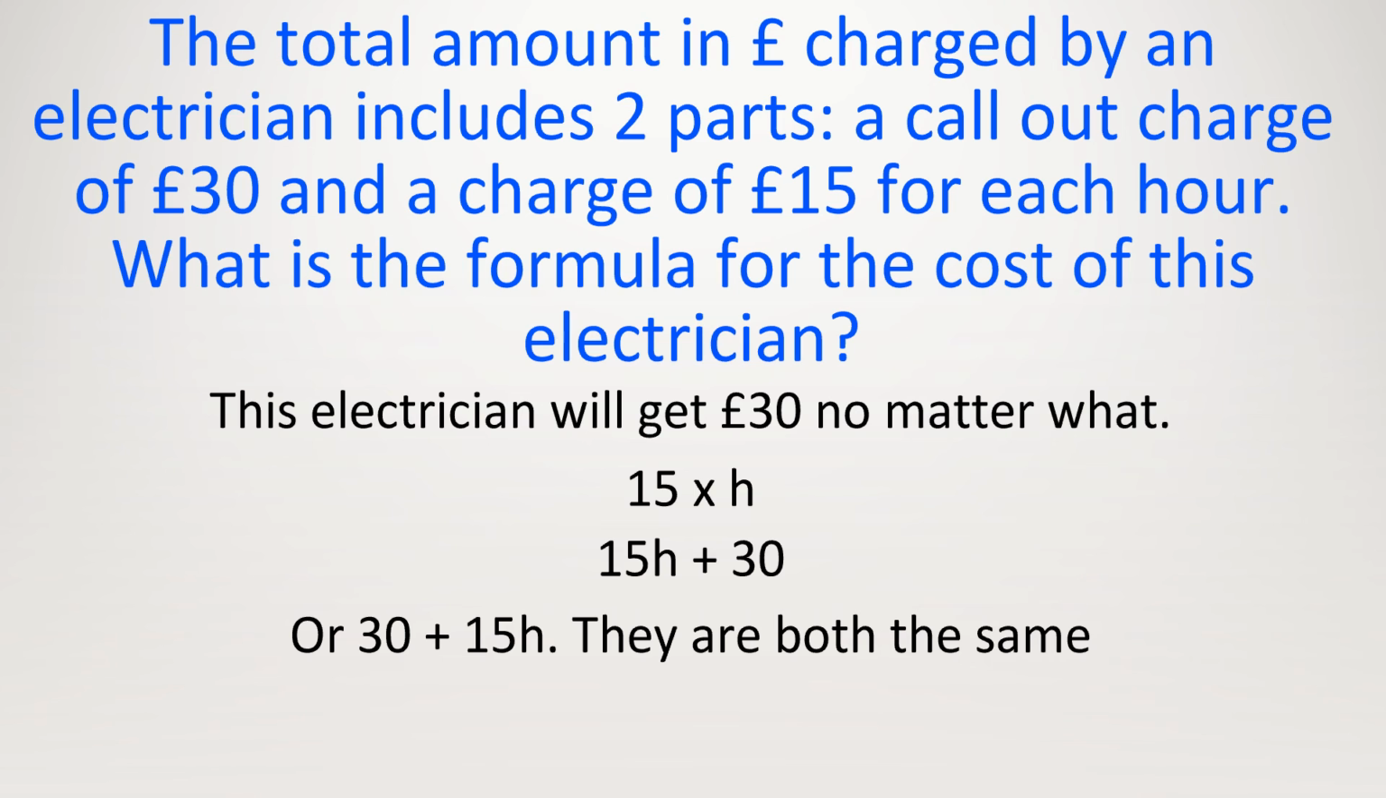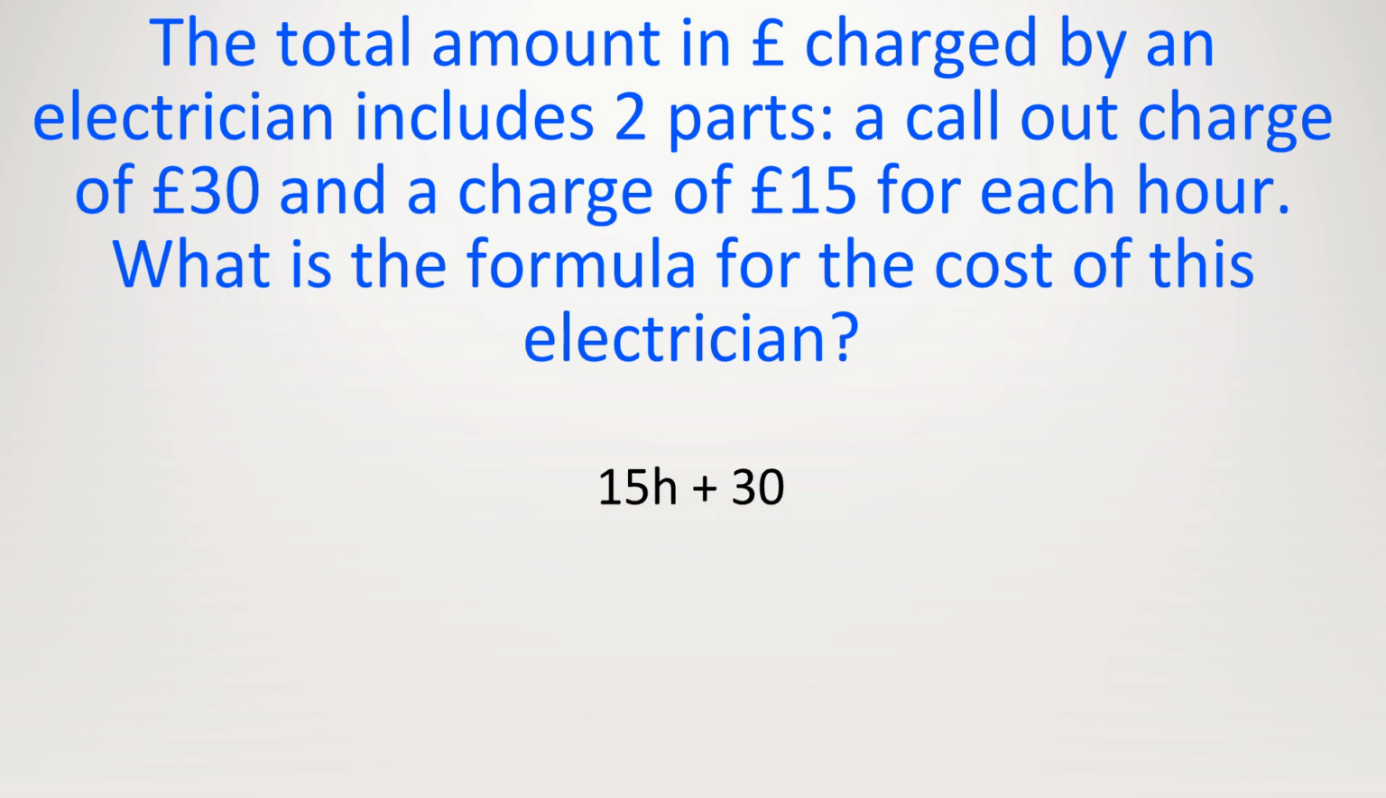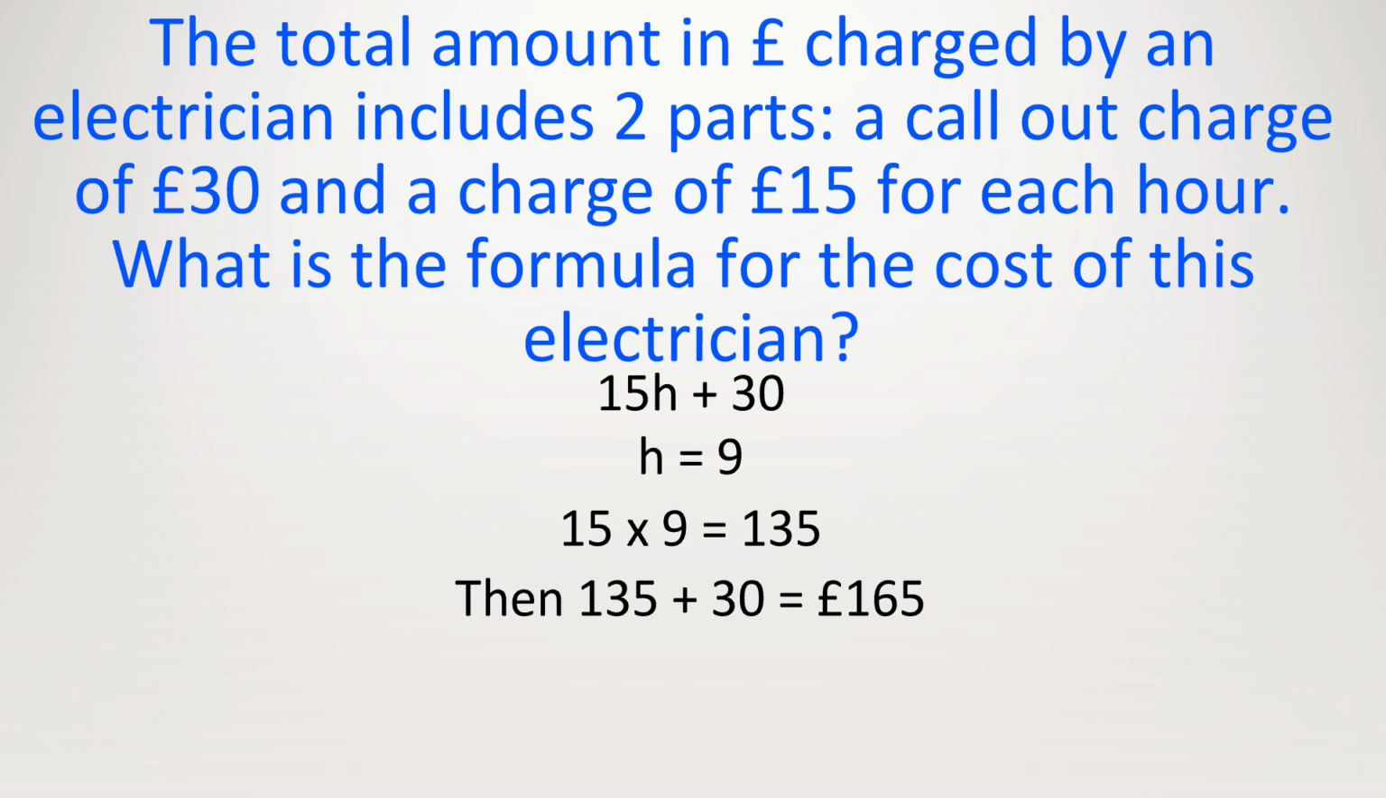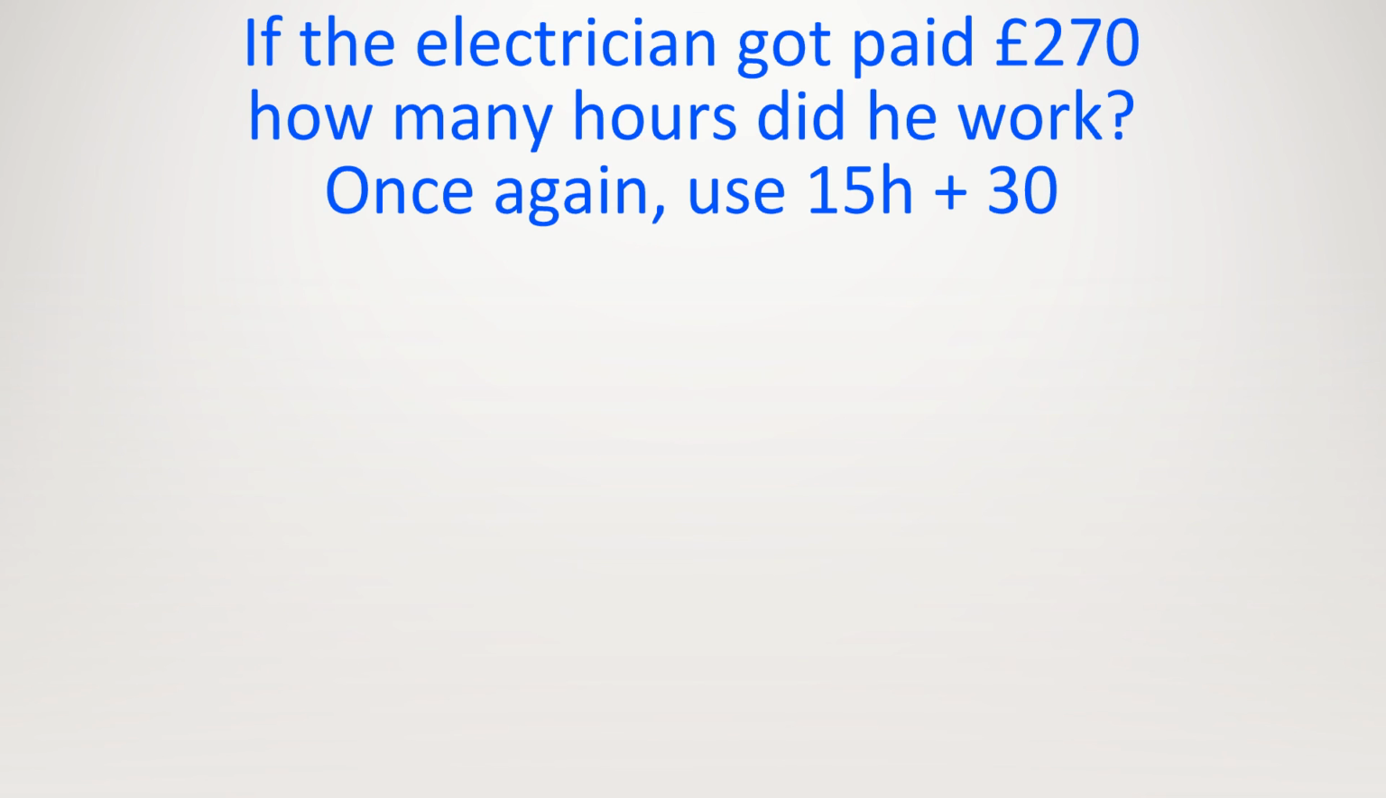Let's put this formula to use. Imagine this electrician works for 9 hours. How much will this person get? I will give you 5 seconds. First, we do 15 times 9 equals 135. Then we plus 30 equals £165. Another question. If the electrician got paid £270, how many hours did he work? I will give you 5 seconds.